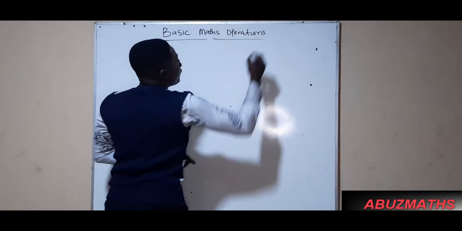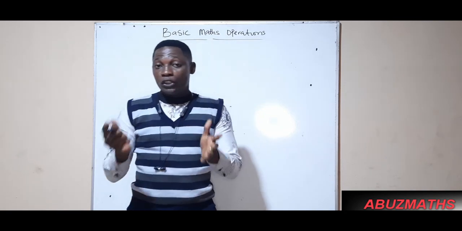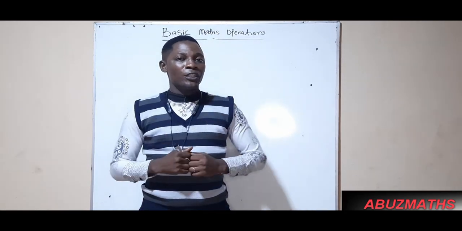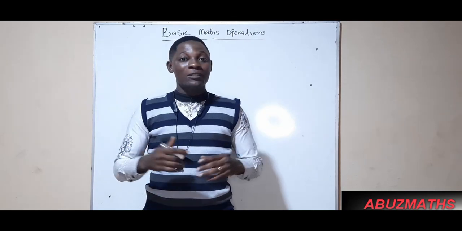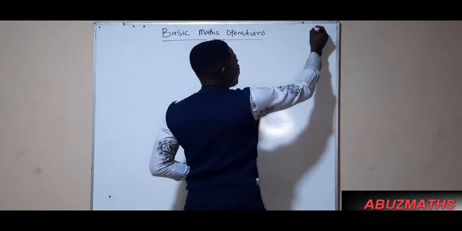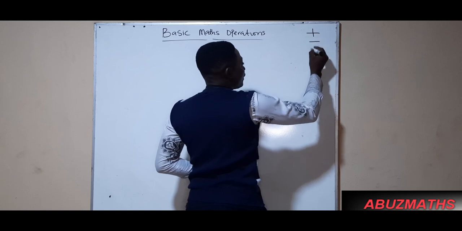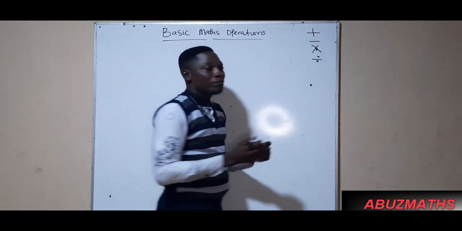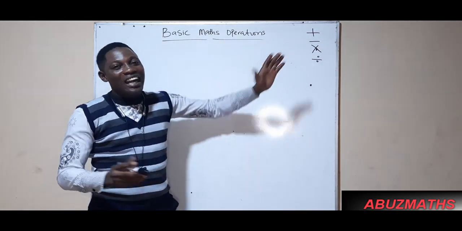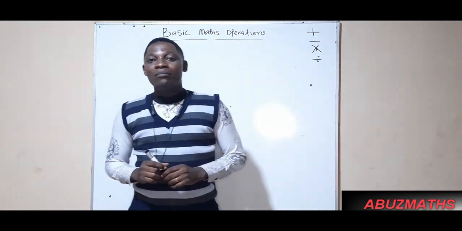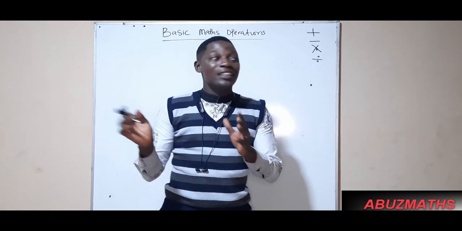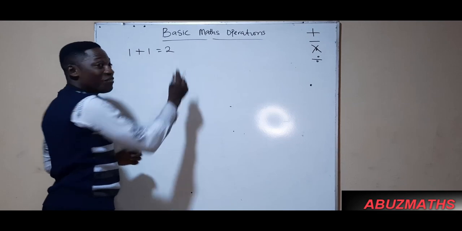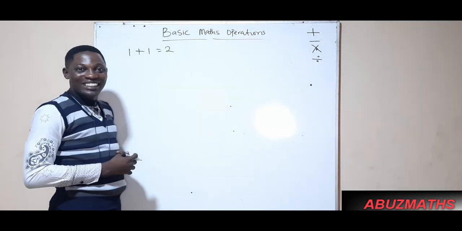Now, from our basic elementary school, we were told of 4 basic operations, and those operations have always been with us throughout our mathematics journey. That's the addition, the subtraction, the multiplication, and the division. Now, these operations are very easy when we use them to work on whole numbers. For example, 1 plus 1 is equal to 2. Simple, right? I knew that was the first thing you learned in mathematics.